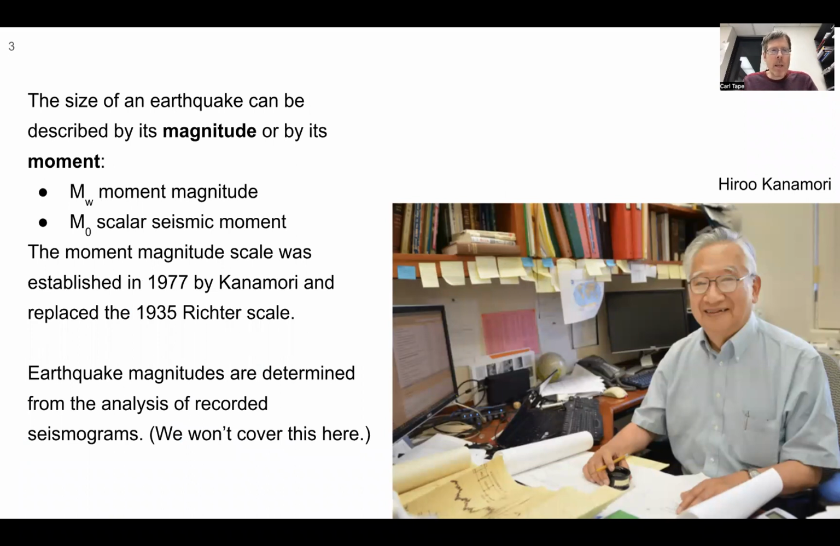The size of an earthquake can be described by its magnitude or by its moment. MW is the moment magnitude, M0 is the scalar seismic moment. The moment magnitude scale was established in 1977 by Hiro Kanamori, and it replaced the 1935 Richter scale. Earthquake magnitudes are determined from the analysis of recorded seismograms, and we won't cover this aspect here.